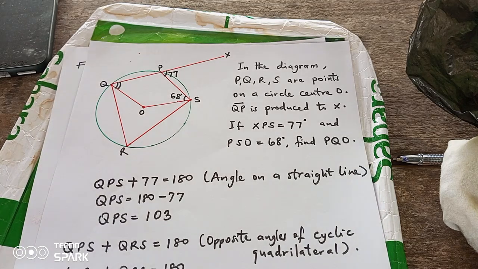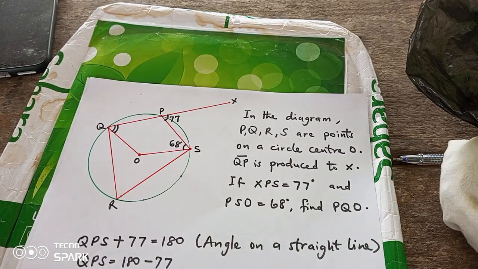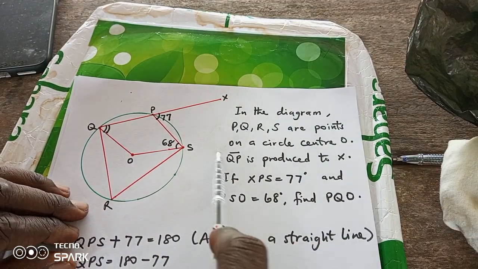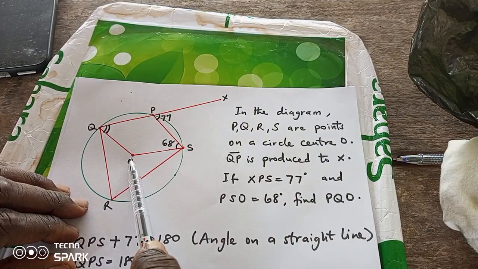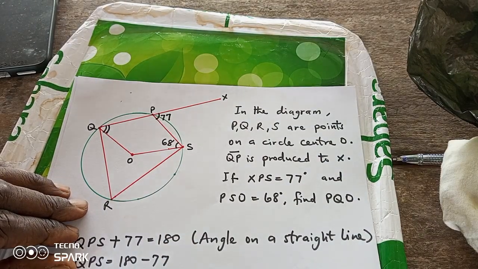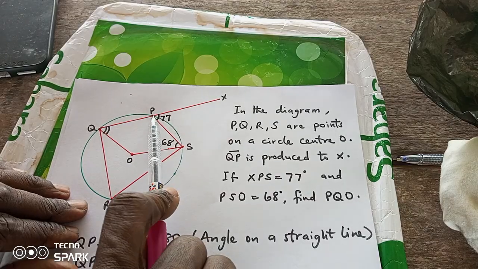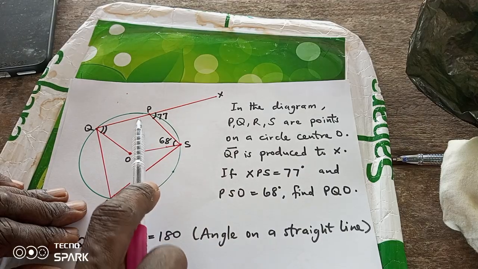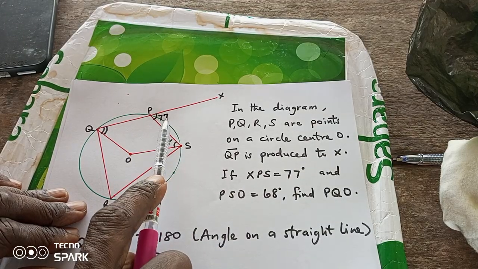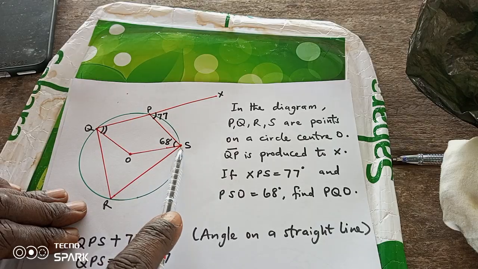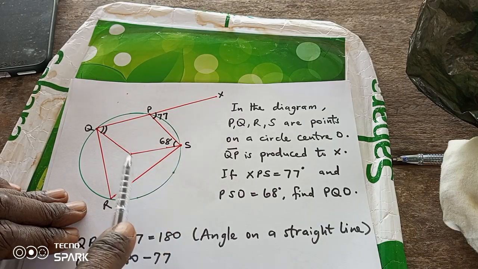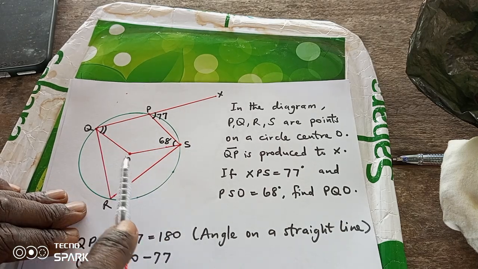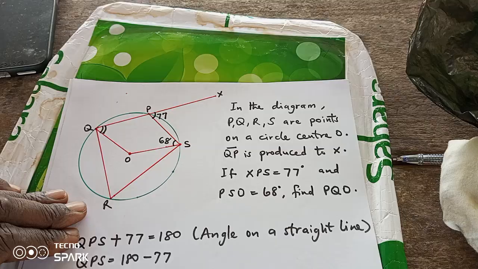Let's consider this second example. Now, in the diagram, PQRS are points on the circle of center O. QP is produced to X. If angle XPS is 77 degrees and angle PSO is 68 degrees, find PQO. We are told to look for this angle here.